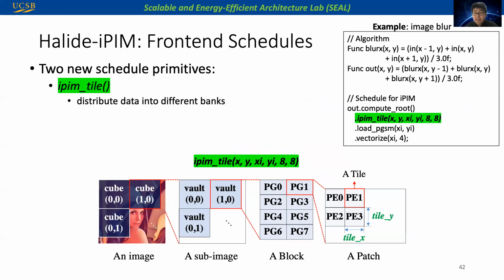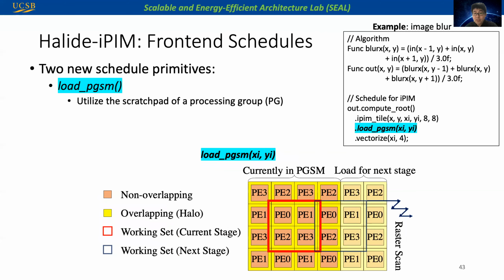For the front end of Halide iPIM, we support 2 new hardware schedules. The first schedule is called iPIM tile, which distributes data into different memory locations in the iPIM hardware hierarchy, as shown in the figure. The second schedule is called load PGSM, which utilizes the scratchpad of a process group, as shown in the figure.